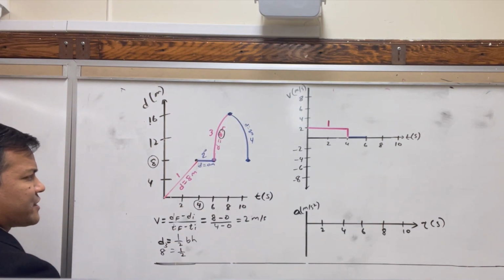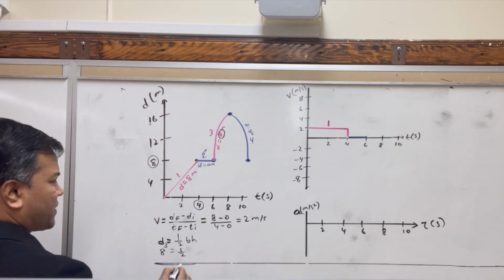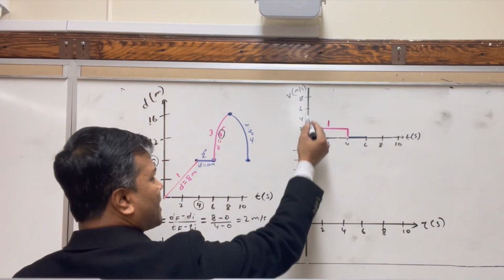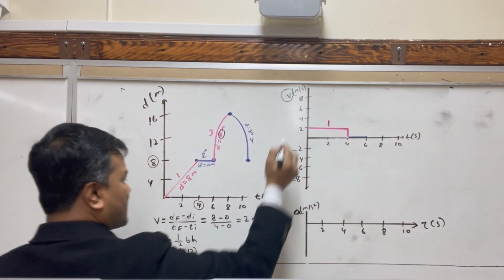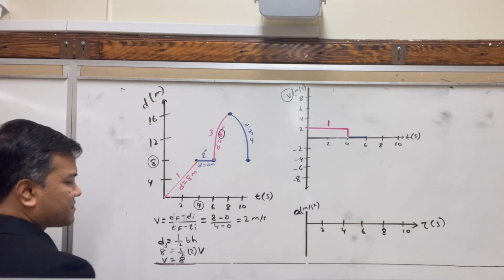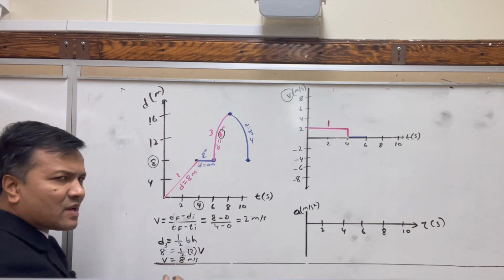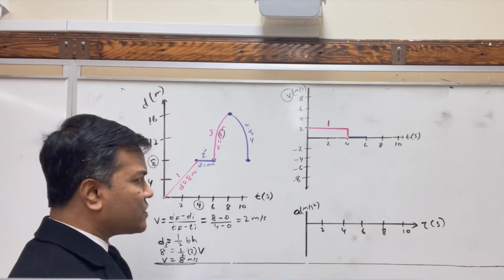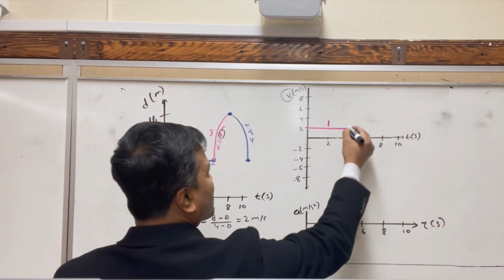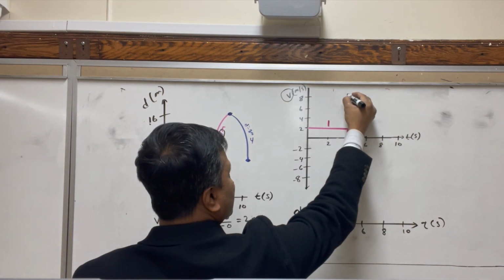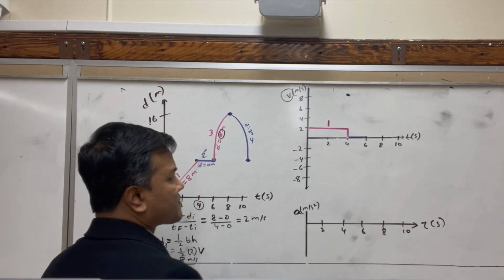All right, it takes 2 seconds, 6 to 8, 2. And when you talk about a v-t graph, the height becomes velocity. So velocity is 8 meters per second. So the initial velocity for section 3 is 8. So velocity is 8. Okay. Initial velocity is 8. 8 is somewhere there.